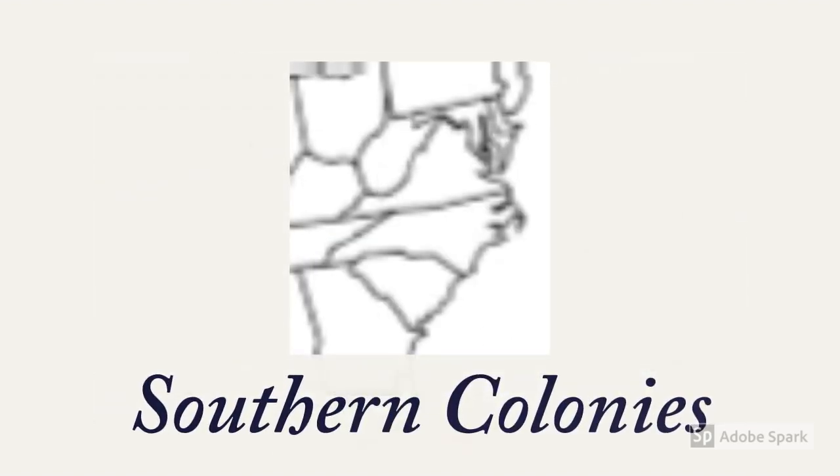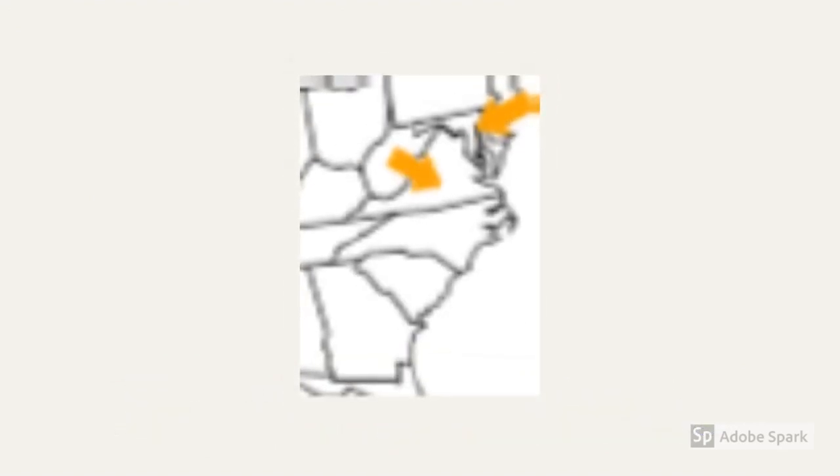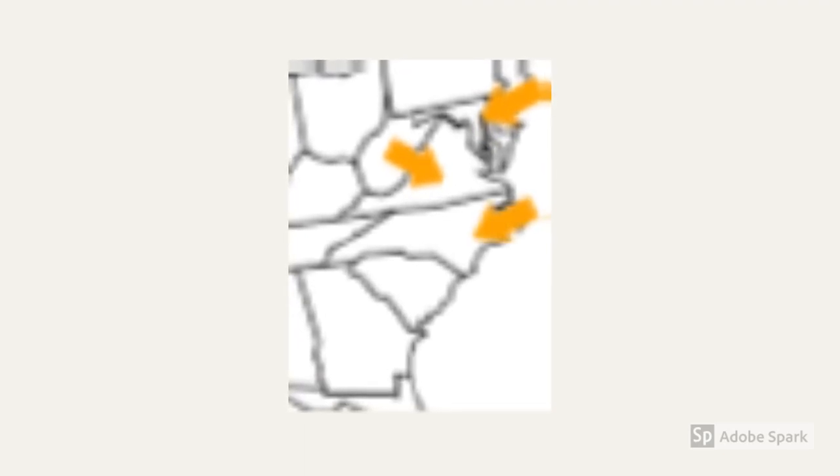The region referred to as the Southern Colonies contains Maryland, Virginia, North Carolina, South Carolina, and Georgia.